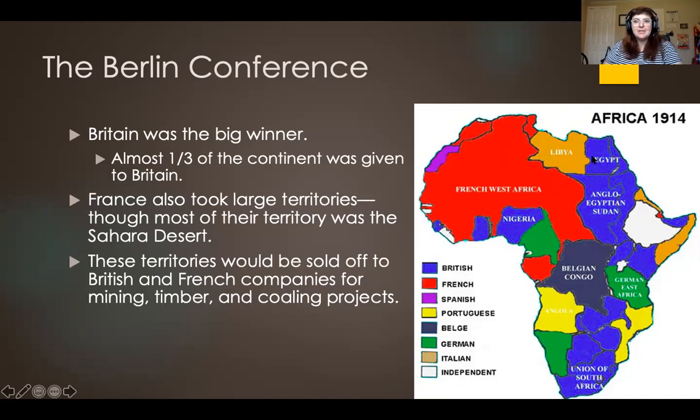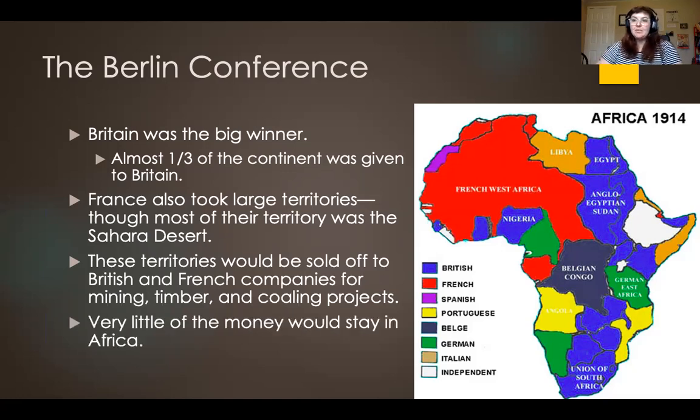And these territories would be sold off to companies in Britain and France for mining, timber, and coaling projects, as well as things like gold mining, diamond mining, rubber, etc. And very little, almost none of the money gained by those British and French and European companies would stay in Africa, which is one of the reasons that a lot of Africa is very impoverished in the present, is that all this money continues to flow out of Africa into the West or into Asia.